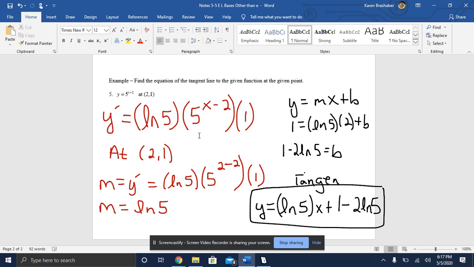So those are your examples for your problems involving bases other than e. And this is going to be homework 65.